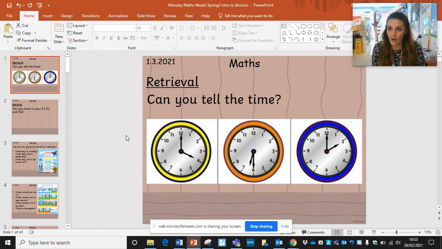It is the 1st of March, so we're in a new month now. It's 1st of March 2021. So your retrieval, can you tell the times? Have a look at the 3 different times, the different clocks, and see if you can tell the time. What time is it? Is it o'clock or 1:30?